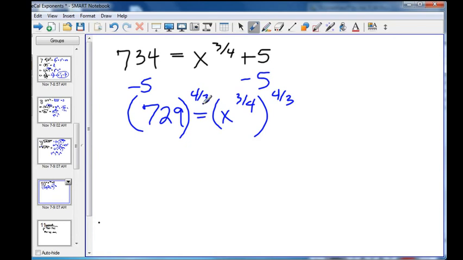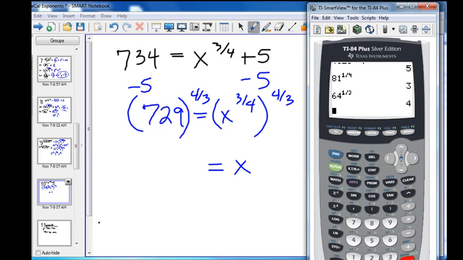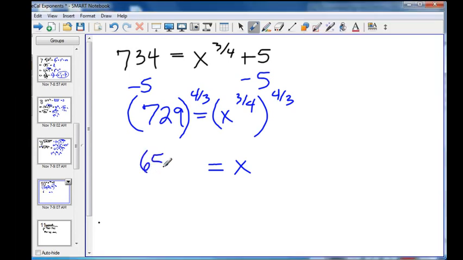Now on this side, we just do 3/4 times 4/3, which is equal to 1. So that's just going to equal to x. And we can do 729 raised to the 4/3 in our calculator to get the left side. And that's equal to 6561. So when you need to get rid of an exponent, you raise it to the reciprocal of that exponent to make it go away.